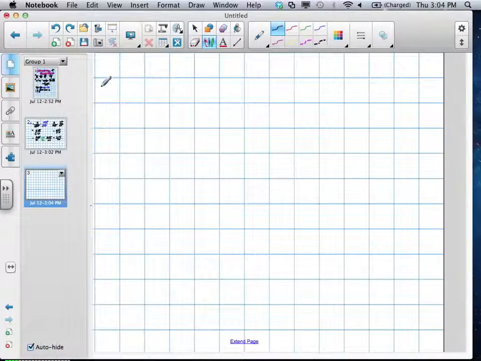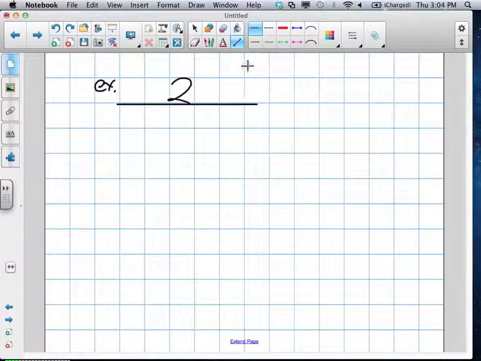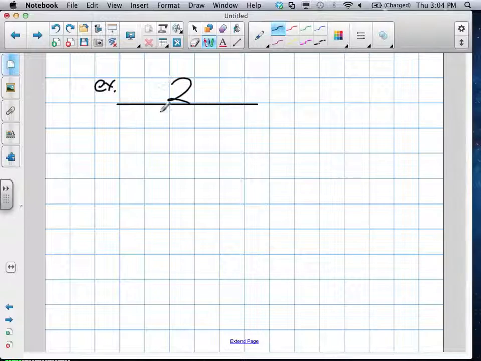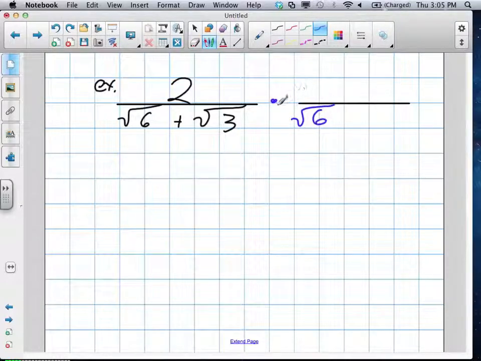And in this one, example 2, they have the number 2 on top. And the two terms they have on the bottom are root 6 plus root 3. When we have two terms, if you remember, we're going to multiply by those same two radicals. The only difference is that we're going to use the opposite operation when we're multiplying. So we have root 6, and instead of adding, we're going to subtract root 3. And we're going to multiply the top and the bottom of the fraction by both of these.